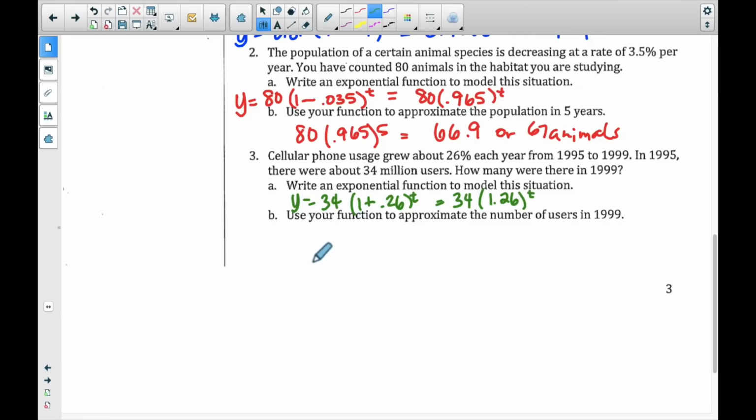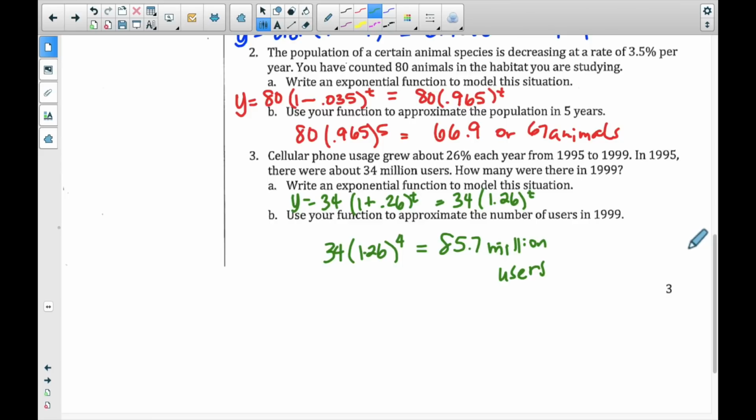And then if we go ahead and use our equation to approximate the number of users in 1999, well, what's your power going to be? Because it's not going to be 99. Basically, how many years later is that? Well, that's 4 years later. So we're going to put in a 4 there. So go ahead and plug that into your calculator and see what you get. And so when you plug it in, you're going to get 85.7 million users. And in this case, we can keep that decimal because we're talking about millions of users. So that 0.7, we're not going to round that or anything. We'll just leave it as it is.